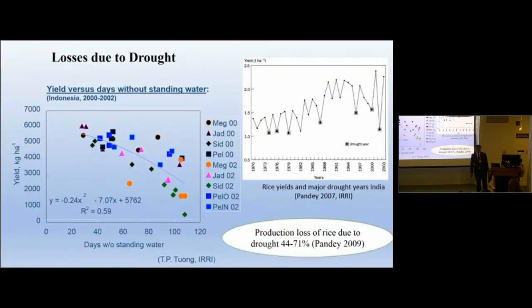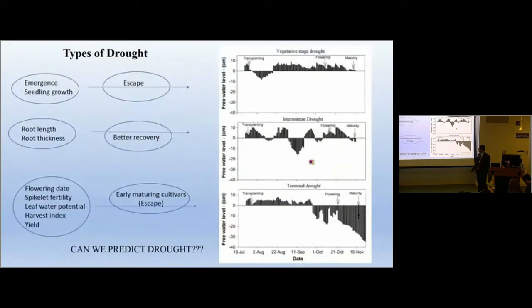And the losses due to drought are very severe. You can see some of these drought years in India. The yield is drastically reduced, and this experiment also shows that as the number of days without water goes on increasing, the yield drastically goes on decreasing. And almost 2/3 of the production loss of rice may occur due to drought.